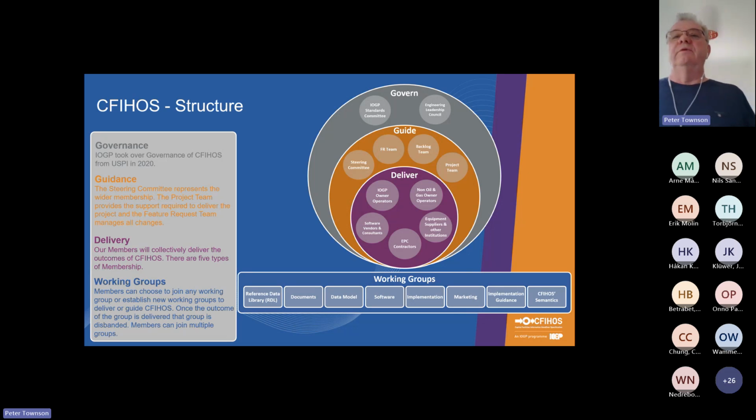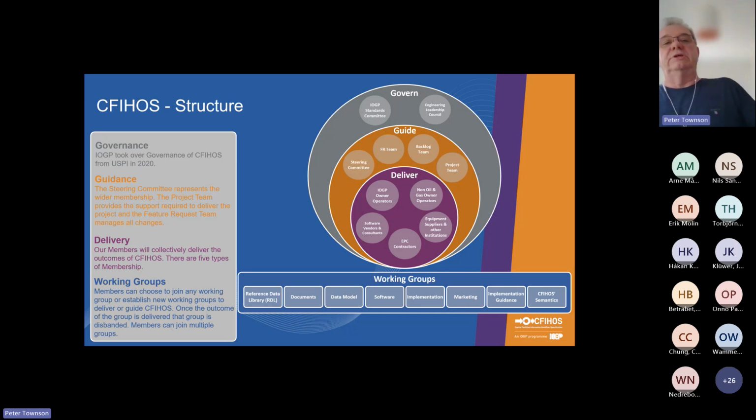And then obviously we've got the working groups, and the working groups are actually the people that deliver, and they come from those 83 organizations. At the moment we have a number of working groups, and I'll briefly run through them and give you an overview of what each of them do. So we've got the RDL group, and that is looking at the reference data library from a data perspective. Our reference data library also covers documents, and that's looked at by the documents group. And they develop the RDL content for documentation to support handover.